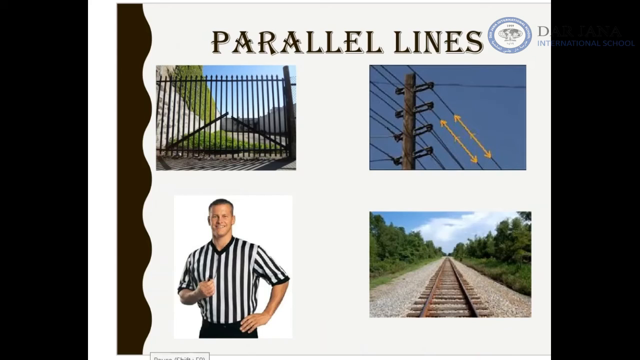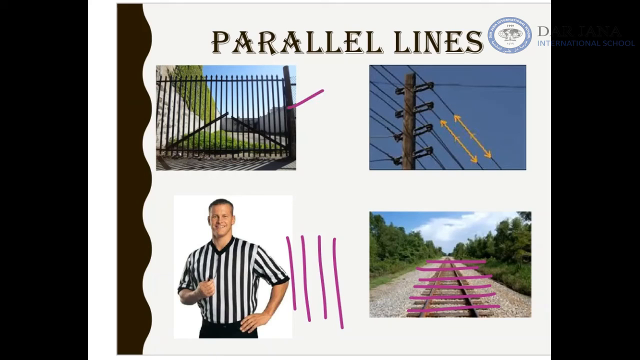You're going to see like the t-shirt of that man. It has parallel lines on it. I have here parallel lines that are not going to meet. I have the fence here. All of these, they are parallel lines. Also the electricity lines here, they are parallel lines. They're not going to meet at all.